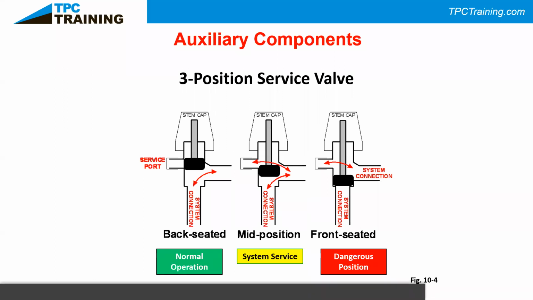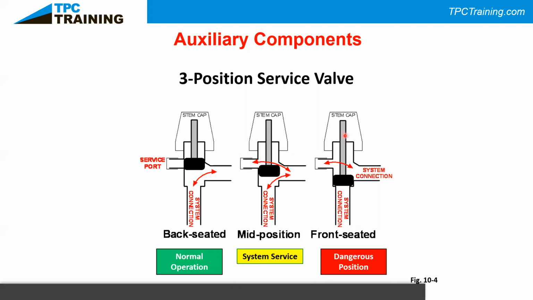What we're going to look at is the back-seated position. Again, when we take this service cap off, we're blocking off the access to our blue and our red gauge. And when we put this in the mid-seated position, then we're going to allow pressure to go in and out of our compressor. But we're also going to allow the pressure to go to our gauge so we can read the pressure on our gauge and diagnose our system properly to make sure that the system's running the way we want it to.